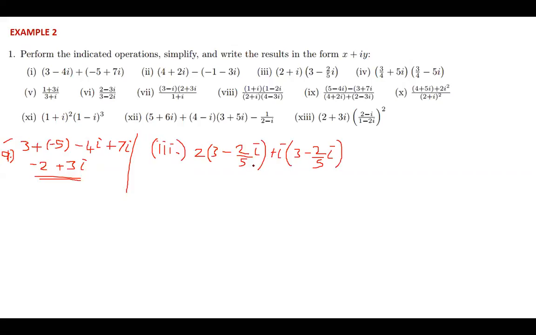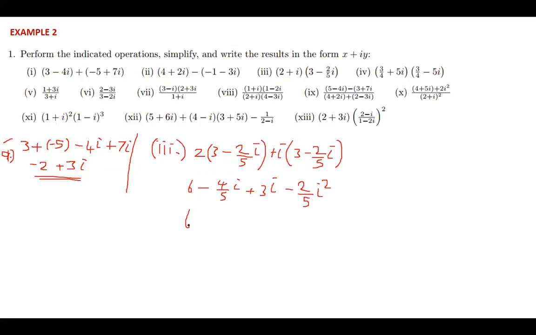So here we begin to expand now. 2 times 3, you get your 6. 2 times negative 2 over 5, you get your negative 4 over 5, so you get your negative 4 over 5 i. And then you multiply here positive i times 3, you get your positive 3i. And then positive i times negative 2 over 5 i, we're going to have negative 2 over 5 i squared.